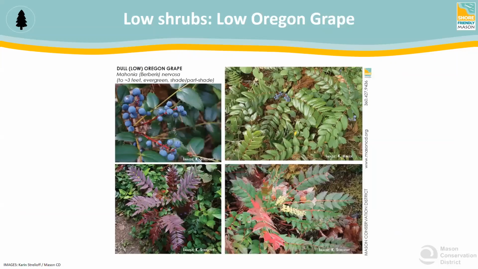Oregon grape is another great native plant that grows along shorelines and can really thrive in either sunny or shady conditions.